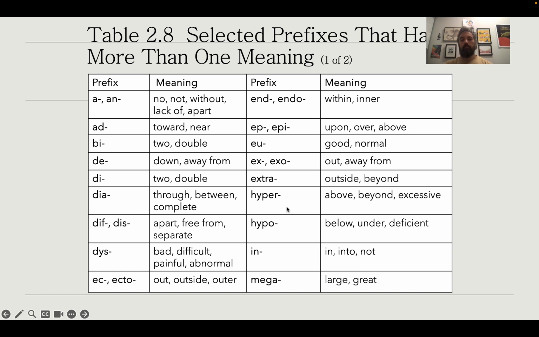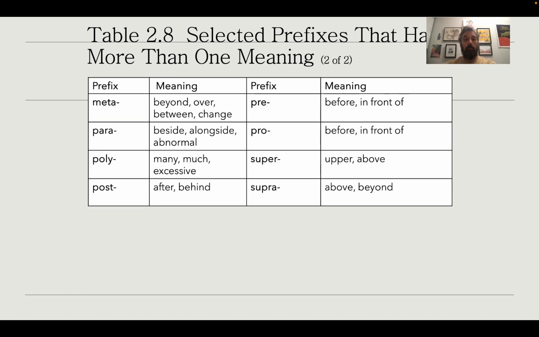With hyper, it can mean above and then beyond, or excessive. If you think about it from the point of view of a scale, then it's pretty easy to remember the hyper versus hypo. So even if it is above, you're thinking about it on a scale. Either it's above or the top part of the scale, or beyond that part of the scale, or an excessive amount compared to normal. So that's one of the ways of thinking about hyper and hypo.